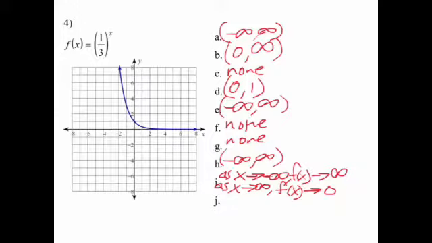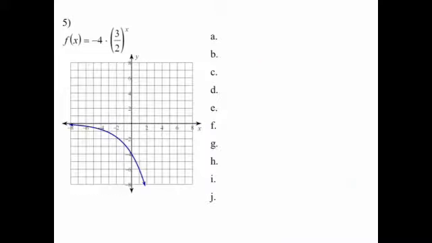And that brings us to the last part. What's your asymptote? That's the line it gets really close to but doesn't cross. It's going to be just like that. That's going to be the line y equals 0. And that brings us to 5.